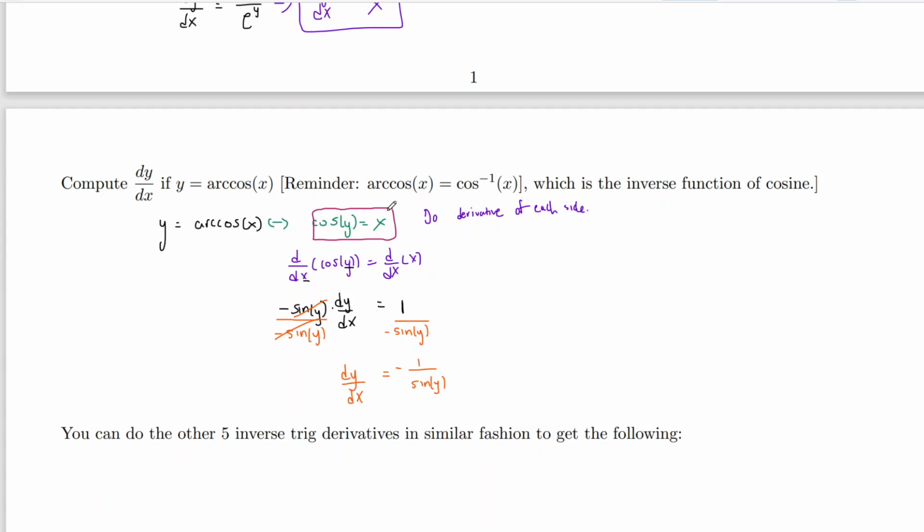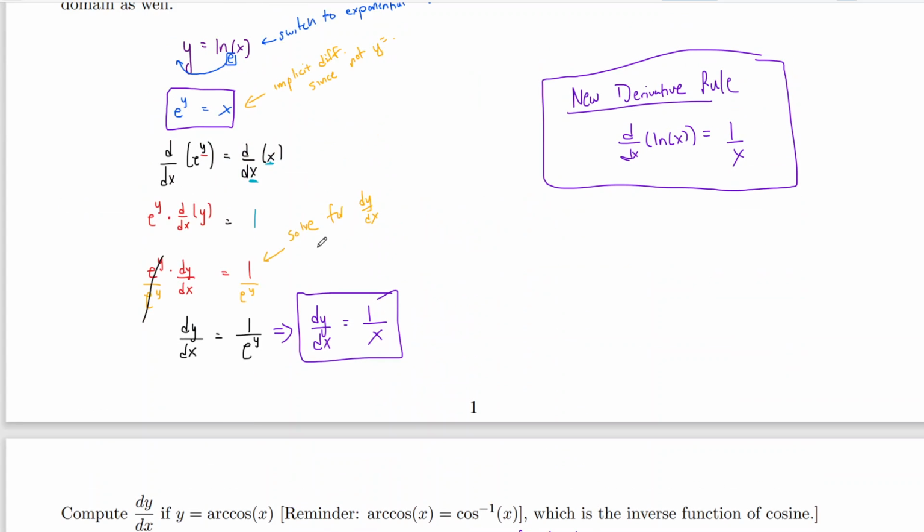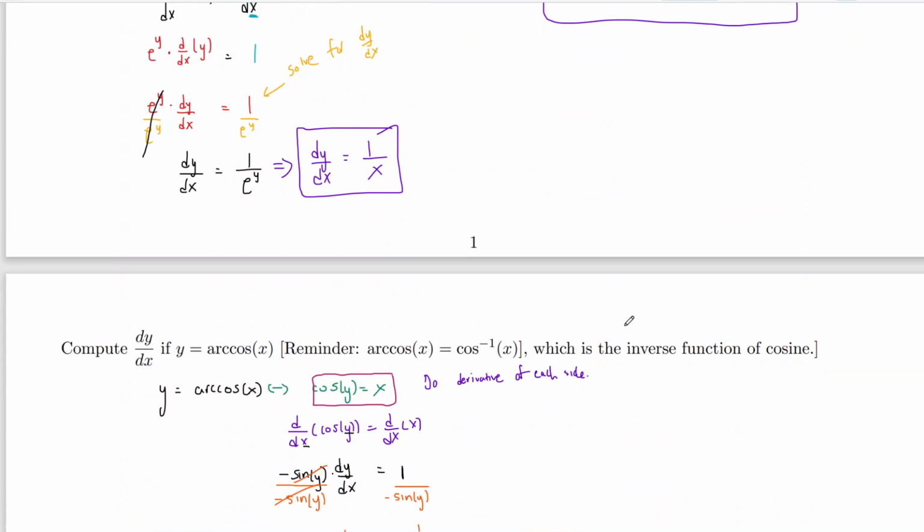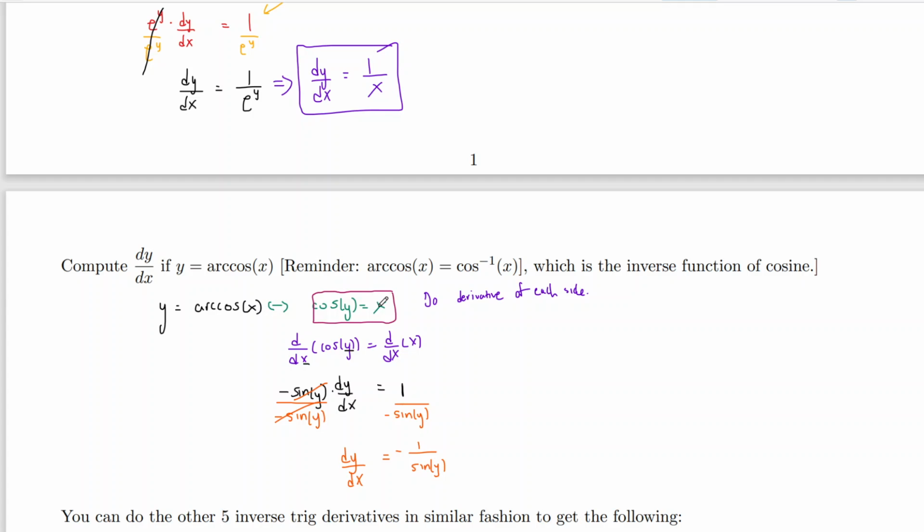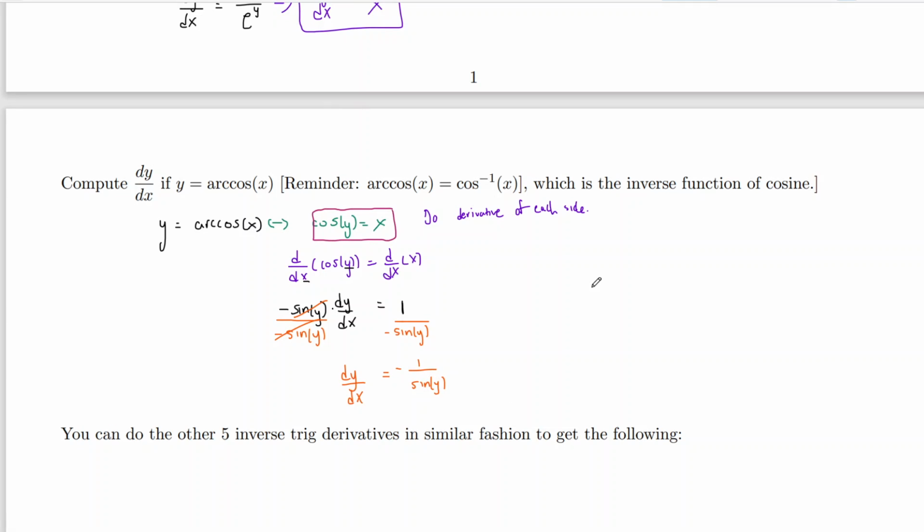So remember last time, the reason I did this one first is this part was easier. You go ahead, you get 1 over e to the y, and it's directly just x, so we could plug that in. Well, we still want to be able to plug in x, but the problem is x equals cosine of y, and we have sine of y. How can we get rid of that?